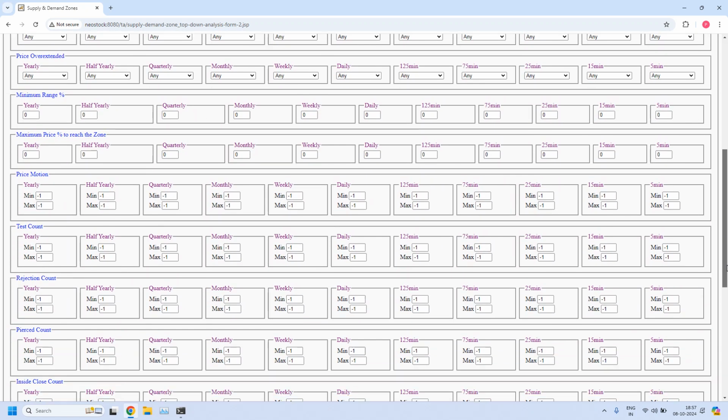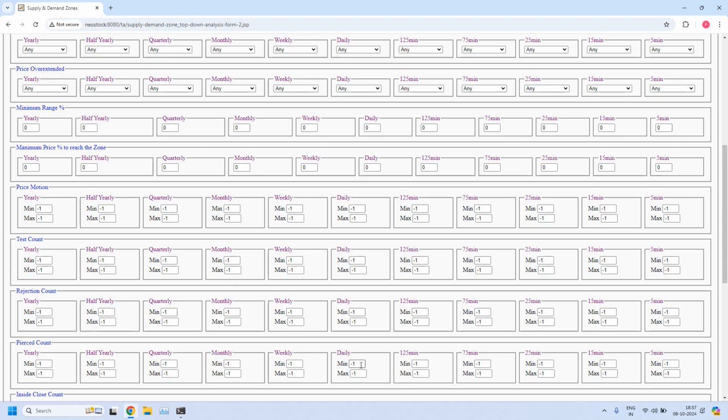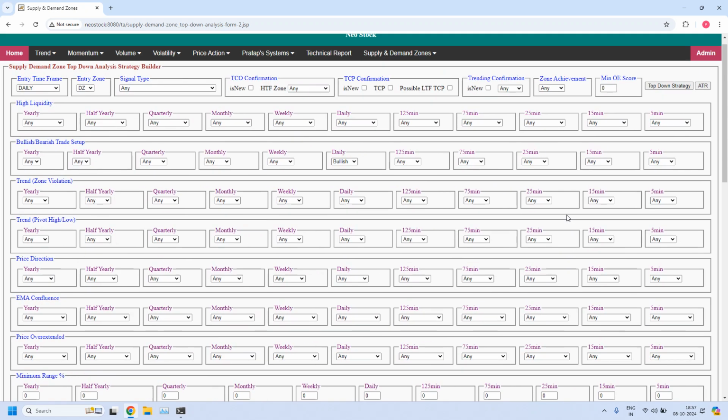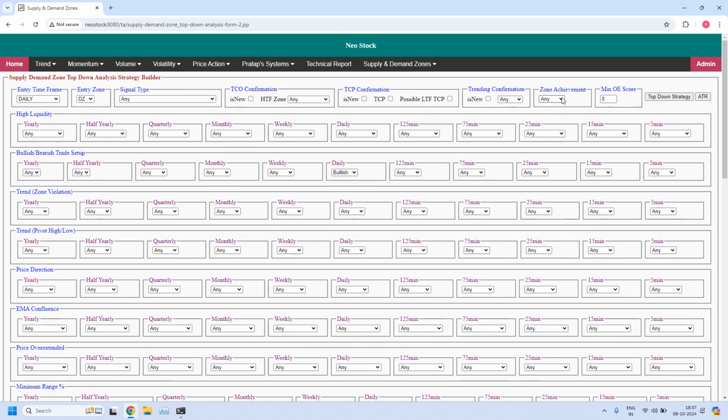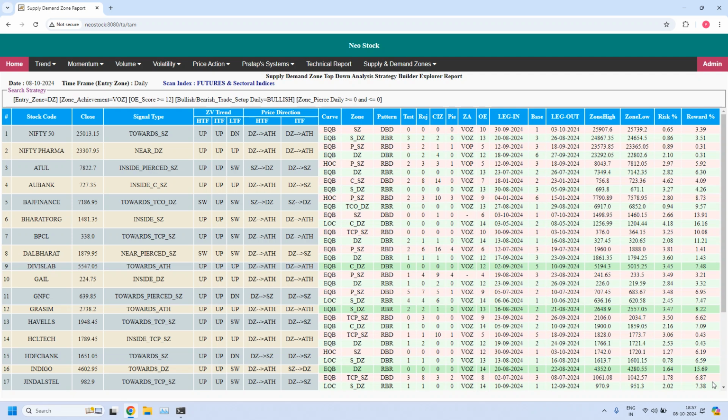So in the pierced count, at a daily time frame, I am setting minimum value 0, maximum value 0. And zone achievement, violated opposing zone, minimum odd enhancer score is 12, and all the three filters are applied to daily demand zone. Let's verify. All these are bullish trade setups currently supporting bullish trade setup for monthly income trade, that is entry time frame daily.